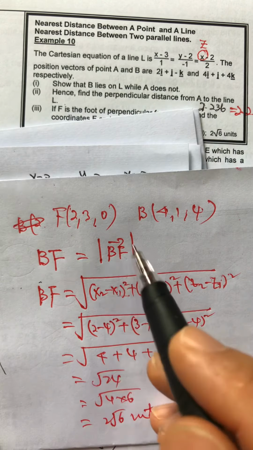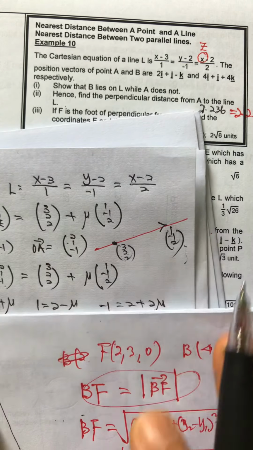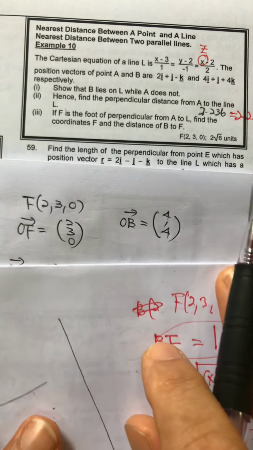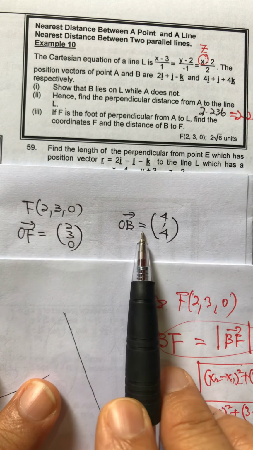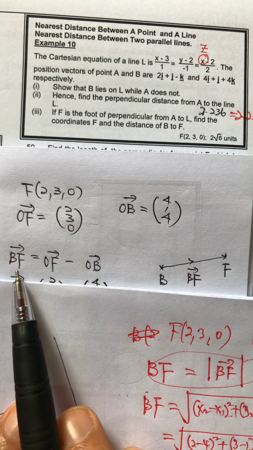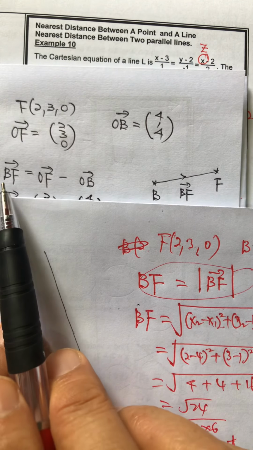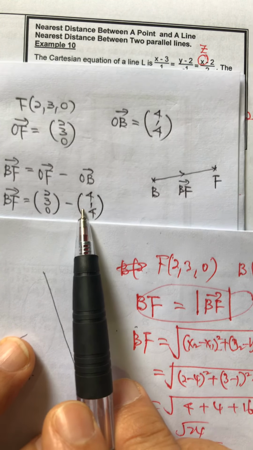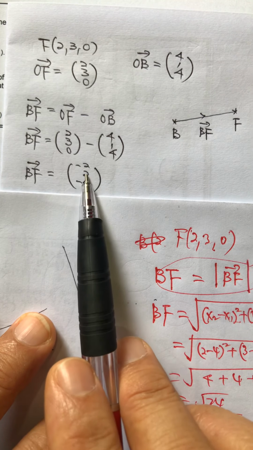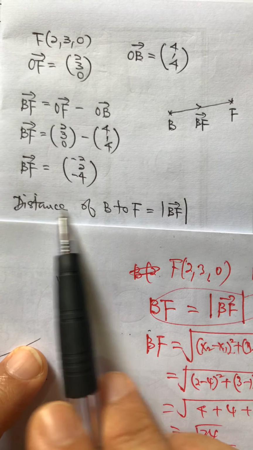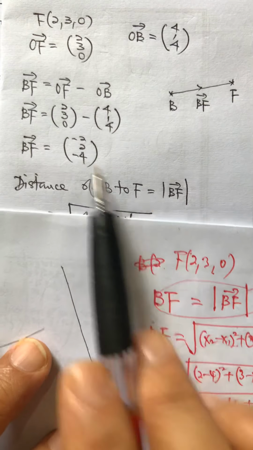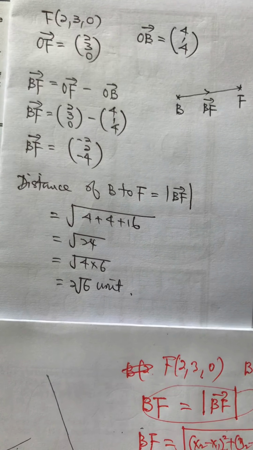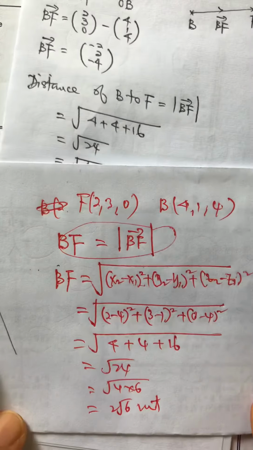Now if I show you using the vector way, you have OF is this one, OB is this one. If you want to use the magnitude of the vector, you must find BF. So how to find BF? It is OF minus OB. Then the distance of B to F is the magnitude of BF. You get the same answer. So you see, it's exactly the same. Then you can try.